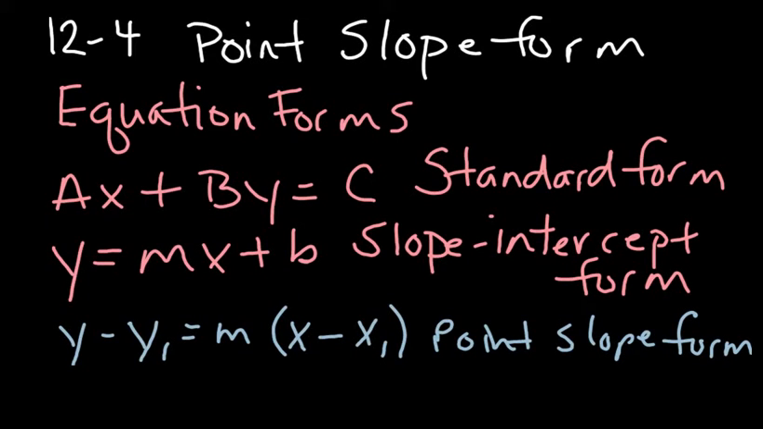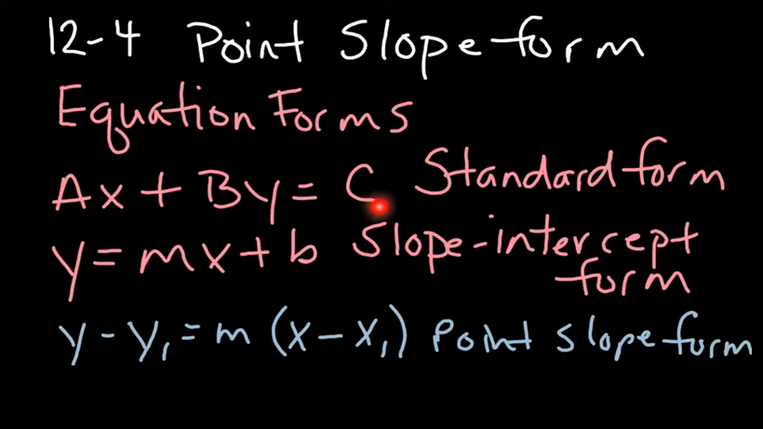12-4, point-slope form. Now, there are different forms of equations. We've learned some of them. We've learned about standard form. Here's standard form: some number with x plus some number with y equals some number. That would be like 4x plus 3y equals 7, or negative 2x plus 6y equals 8.